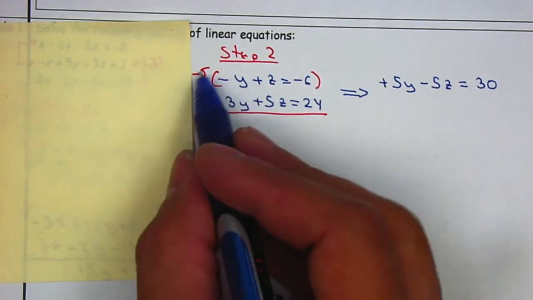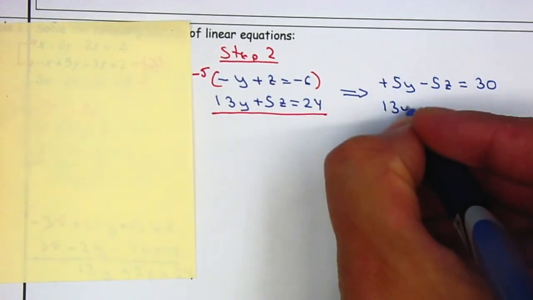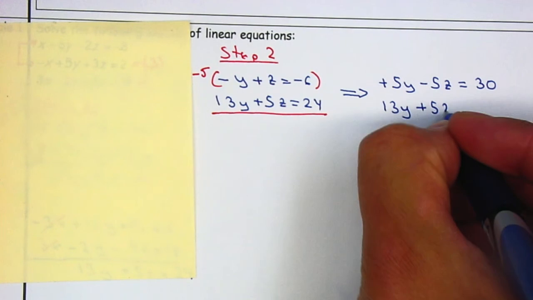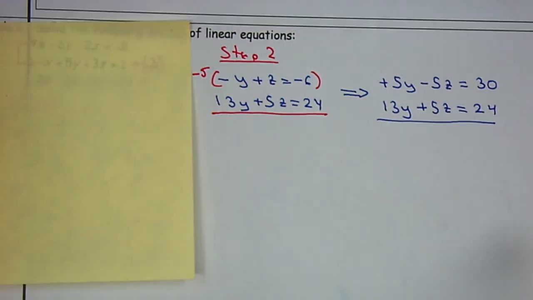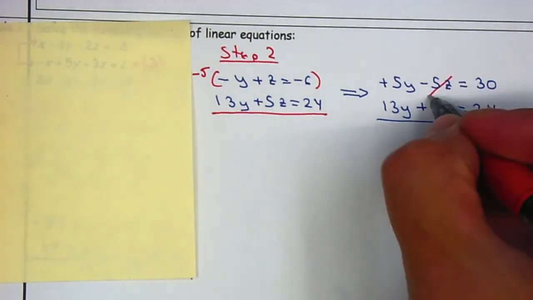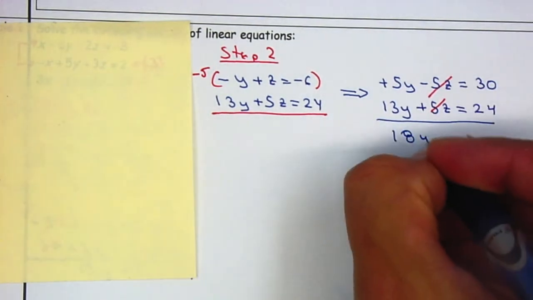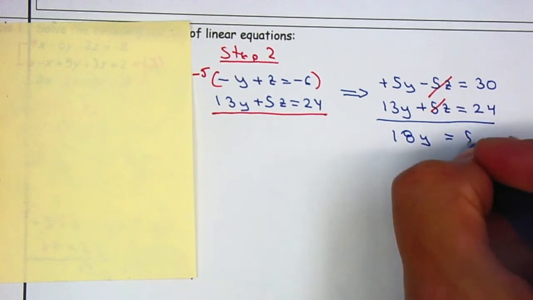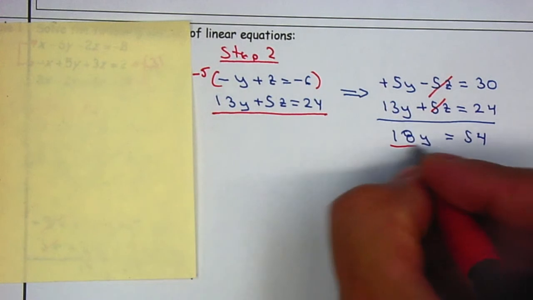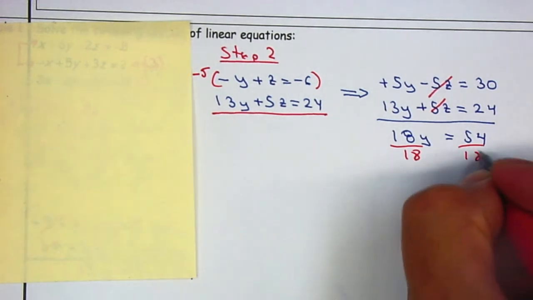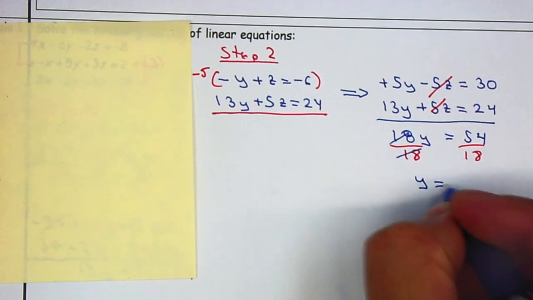Double check that I multiply correctly. That's fine. I'm going to rewrite the bottom. 13y plus 5z is equal to 24. Just like I wanted, I cancel the z's. I'm going to combine it. So it gives me 18y is equal to 54. I'm going to divide by 18. And 54 divided by 18 will be just 3.